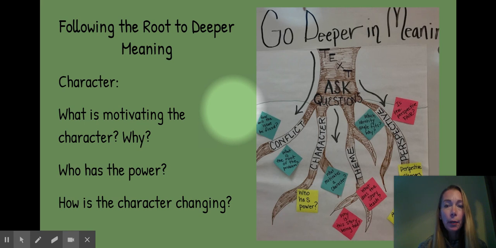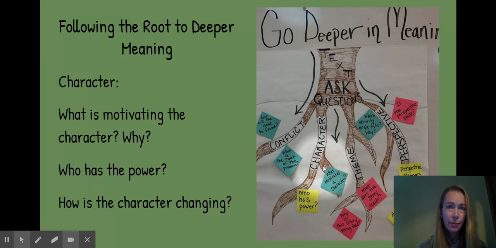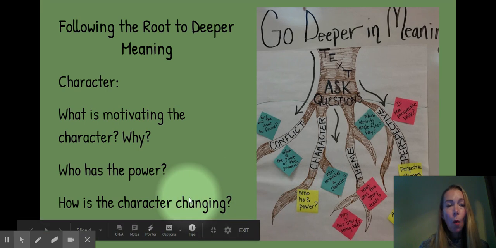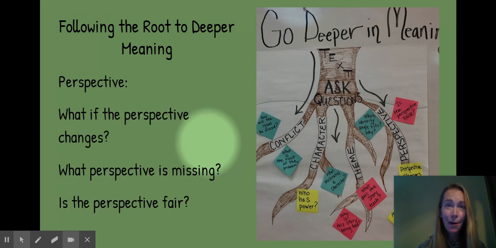Next, what is motivating the character? Who has power? And so I've used these sticky notes to prompt you to think about questions for these characters and questions for the roots. How is the character changing? That is really important to consider. Also, theme. Theme is a lesson from the story and why the story is being told. It also lets us look at what the characters are learning. We might also think about what lesson we take away from what has been told in the story so far.